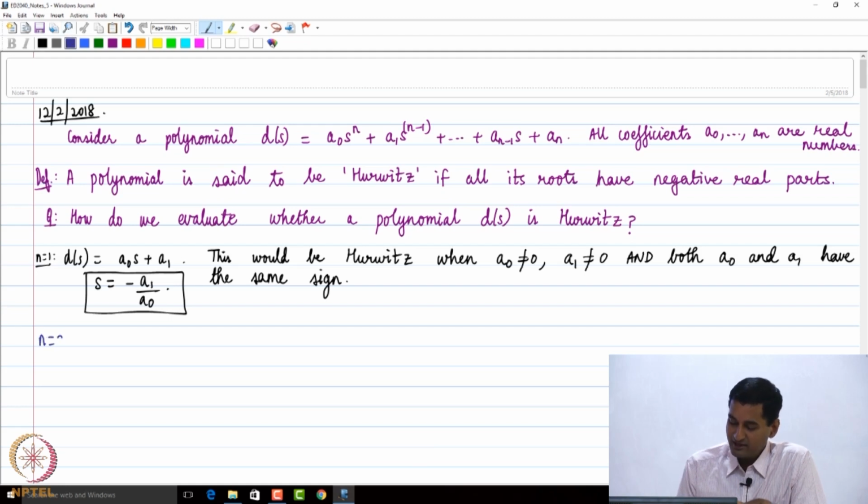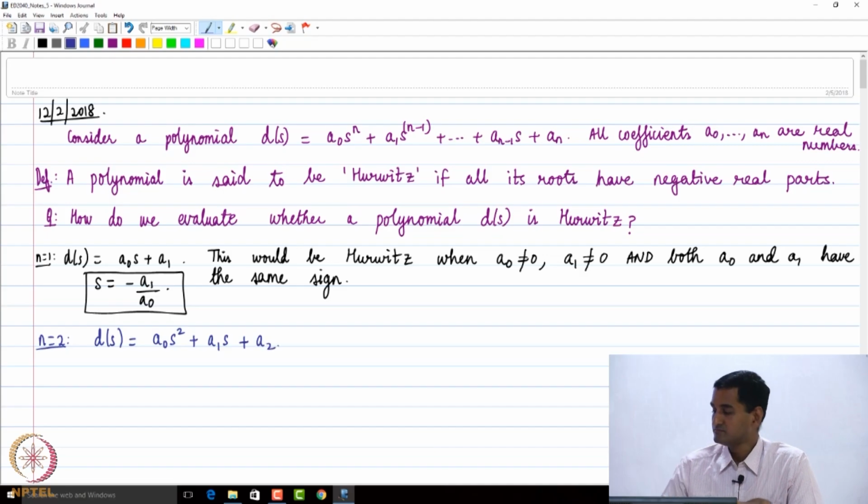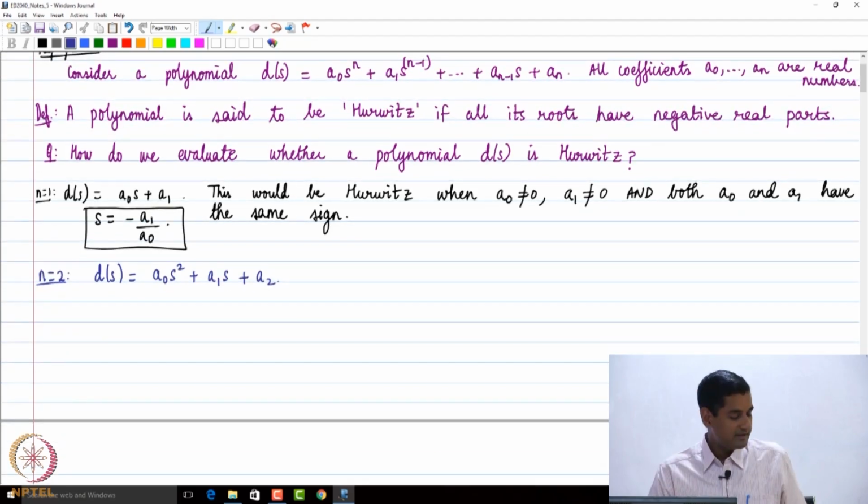Now let's do n equals 2. Let's say now my polynomial d of s is a0 s squared plus a1 s plus a2. That's my second order polynomial. Now we ask ourselves the same question: when do you think this polynomial would be Hurwitz?